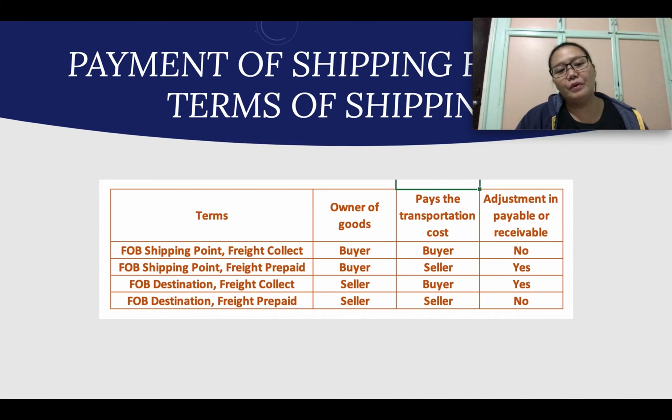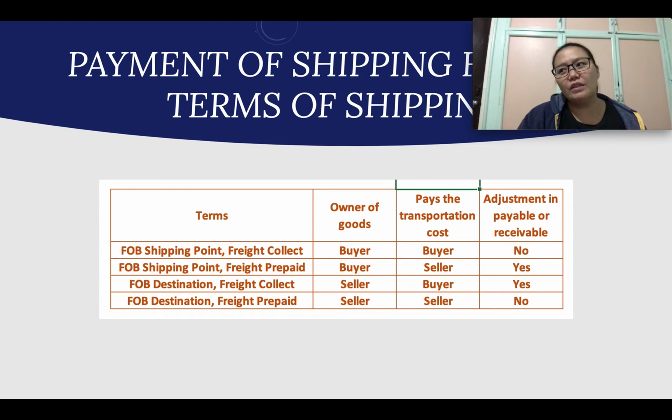Now, we also have FOB destination, freight collect. Here the owner of the goods is the seller, but the one who pays the transportation cost is the buyer. Whenever there is a mismatch between who the owner is and who pays for the transportation cost, we will have an adjustment in the amount of the payable or the receivable. Lastly, FOB destination, freight prepaid: there is no adjustment needed, because the owner of the goods is the seller, and the seller also pays for the transportation cost.